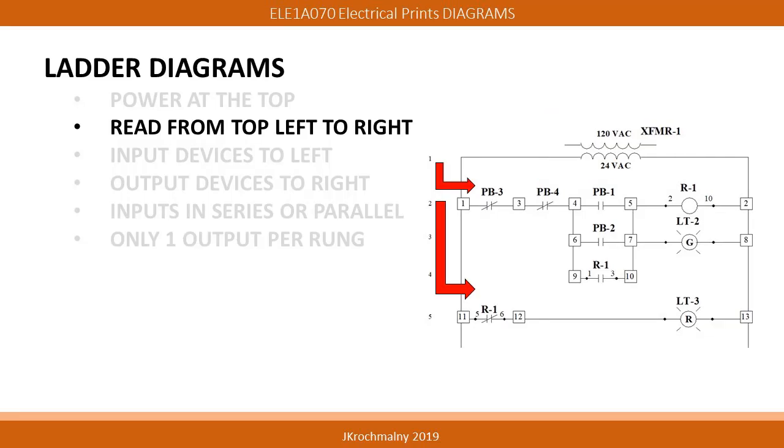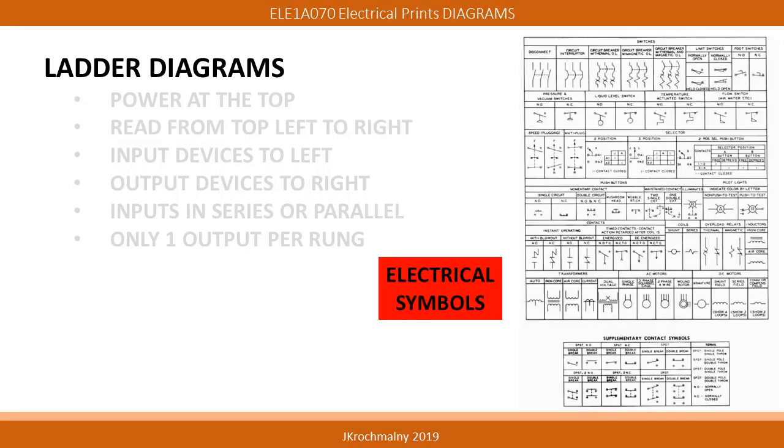Next, we start to read the ladder diagram starting at the top left, scanning toward the right on that particular rung. After scanning the first rung, the next rung down is scanned. Ladder diagrams utilize electrical symbols to communicate circuit elements. In this graphic, many of the electrical symbols are shown and could be used in ladder diagrams.